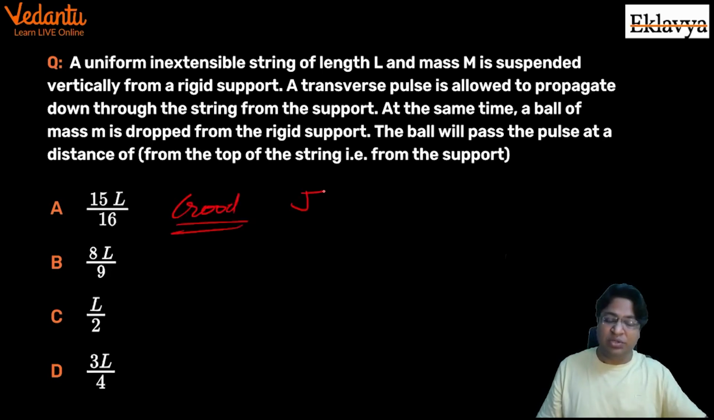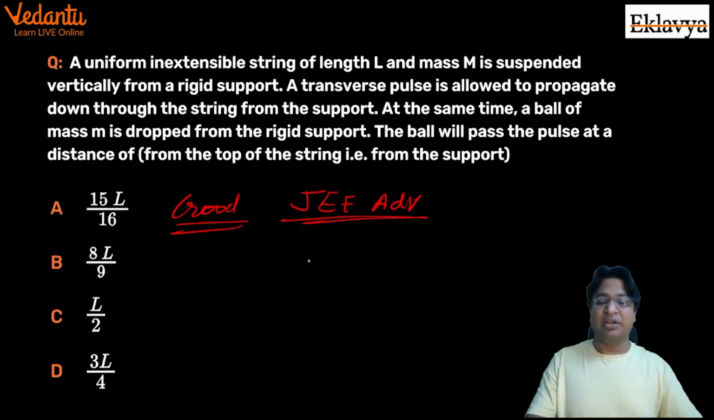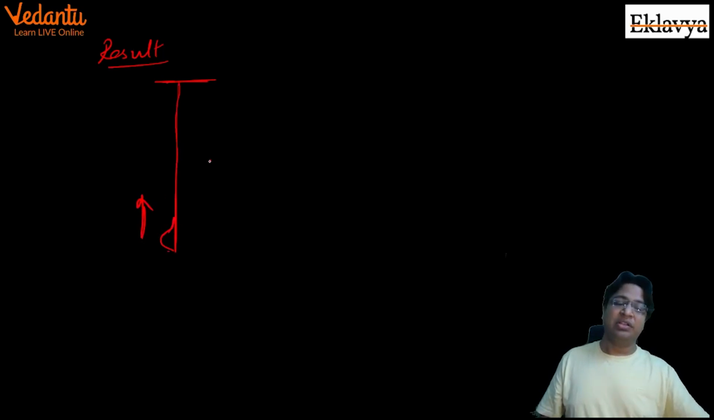And again, the students who have been preparing for JEE Advanced examination will probably find this question easy, because there is a result that we are going to use. If there is a string and we are considering the mass of the string, and a pulse is generated and starts traveling along the string, then the speed of the pulse would be higher as the pulse goes higher, and the acceleration would be g by 2.